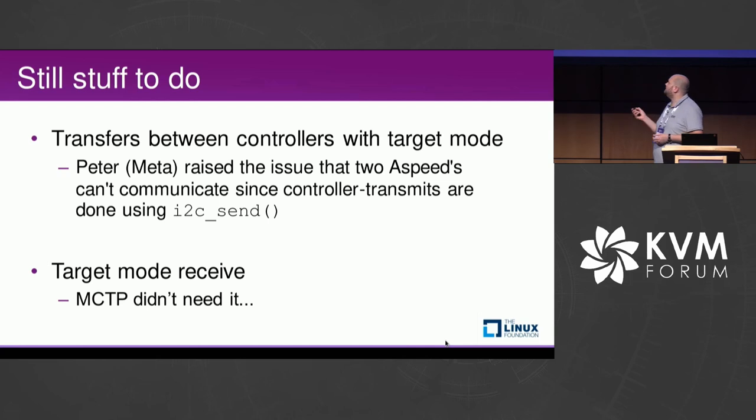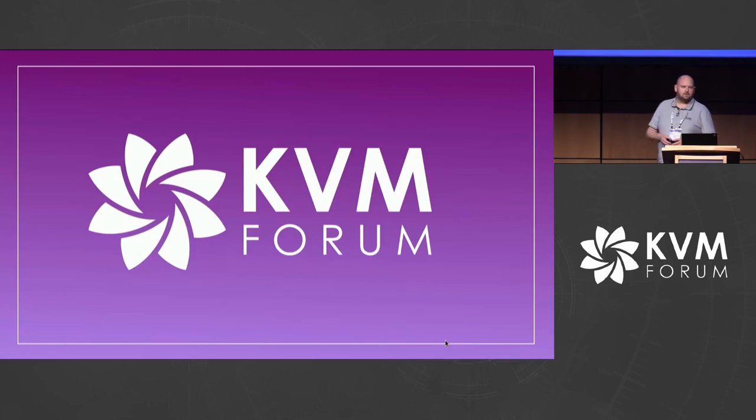So we need some way of changing the logic inside the ASPEED driver to say, if I'm targeting an asynchronous device, then I need to use the asynchronous API. Peter and I talked a little bit about that, and we have a good idea about how to solve this. Also, because MCTP is exclusively transfers, currently the target mode inside the ASPEED driver doesn't support target mode receive, so it can only send data, it can only do the MCTP block write. So that's it for my talk. I don't know if there are any questions on this.